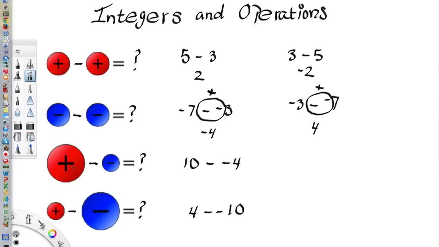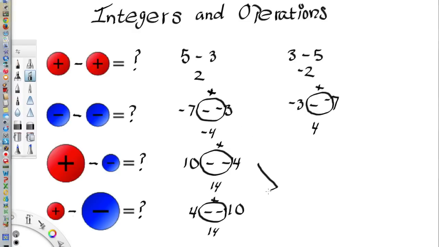Okay, now let's say I have a large positive and I'm subtracting a smaller negative. Again, we're just dealing with a double negative. So I've got 10, and I want to take away negative 4. The only way I can take away a negative 4 is by adding 4. So 10 plus 4 is 14. And then down here I have 4 minus a negative 10. The only way I can subtract a negative is by adding it. So 4 plus 10 is also 14.